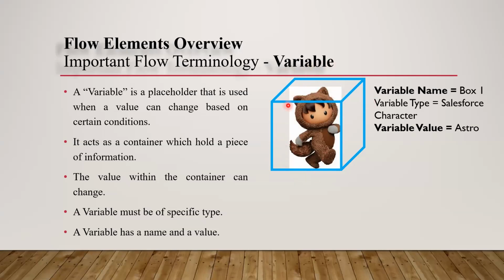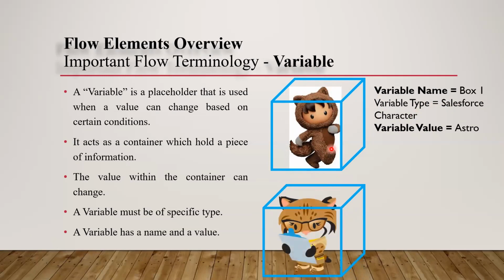Okay, this is a variable, and variable type is equal to Salesforce character. Now, why I am telling you that variable type is very important is when I say variable type is Salesforce character, that means inside this box, I can only place Salesforce character. I can't place Marvel characters. I can only place Salesforce character, and I've given this variable value as Astro.